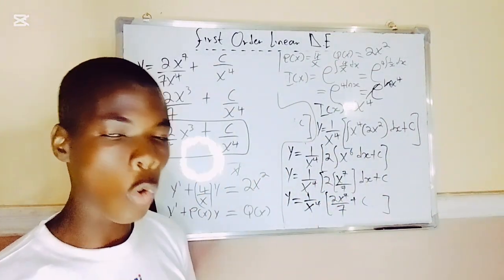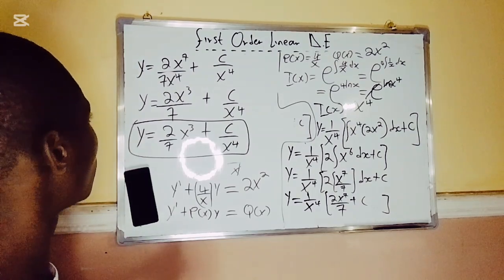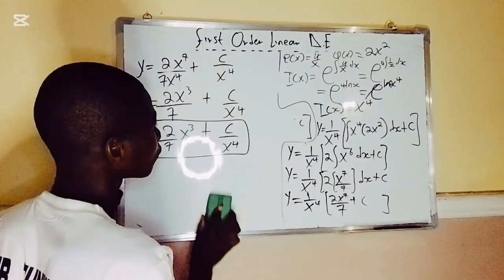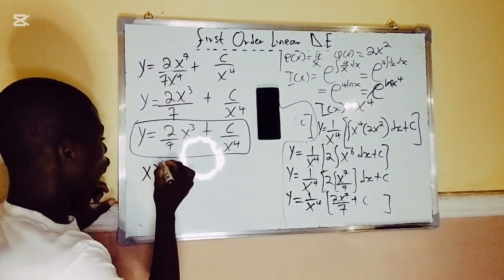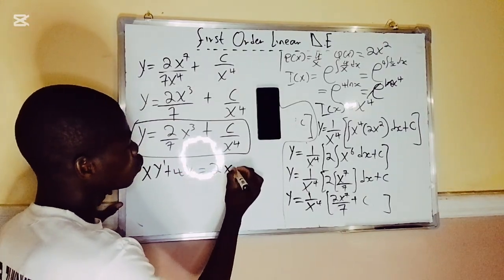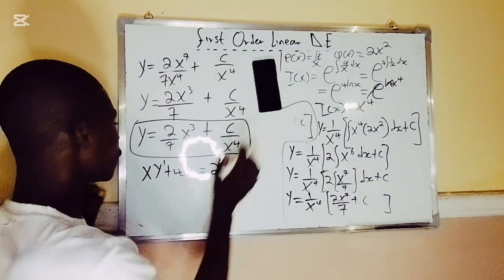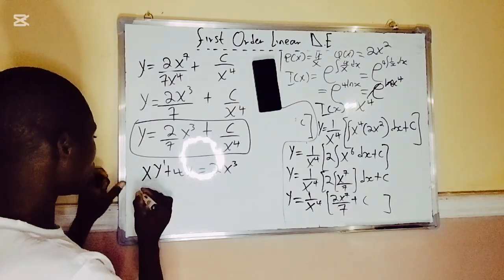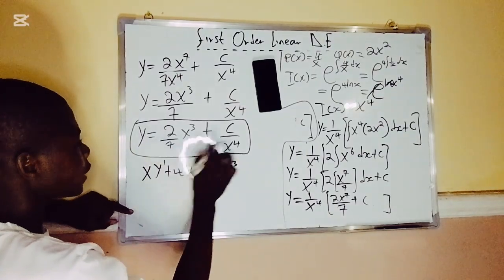So let us prove whether we get it right. From the question, what is the question? The actual question says that xy prime plus 4y is equal to 2x cubed. So therefore we have to prove this is equal to this. So then we have only the value of x, but we have the value of y. This is y, the final solution.